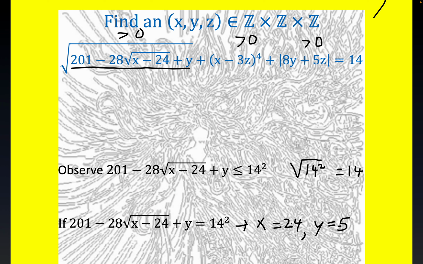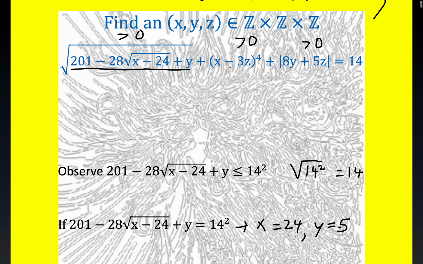Now notice that these other terms here have to all be equal to 0. That's what makes this an easier problem than you might first think. You're just guessing and checking based on some initial observations. So we know that x minus 3z would have to equal 0. But we already know that x is 24, so that implies that z has to equal 8.